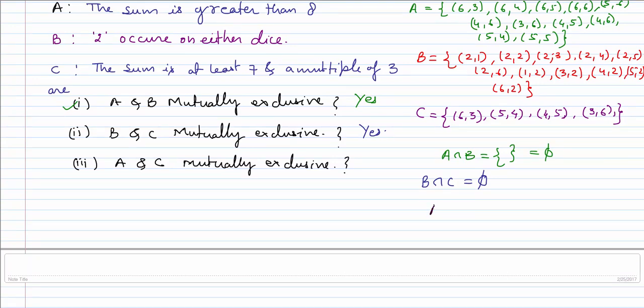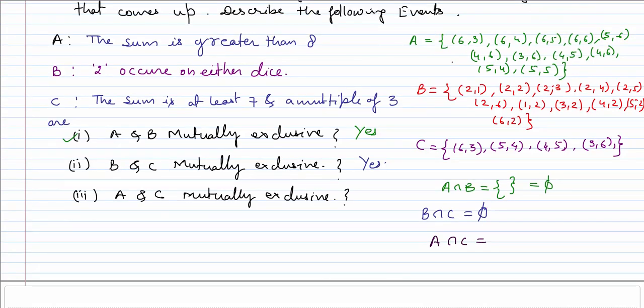Now what about A and C? A intersection C. Just observe this. You can see 6 comma 3 is there. Even 4 comma 5 is also there. 5 comma 4 is also there. 3 comma 6, yes, this is also there. So you can see A intersection C is not equal to the null set. Hence, A and C are not mutually exclusive. So, no is the answer for this question.